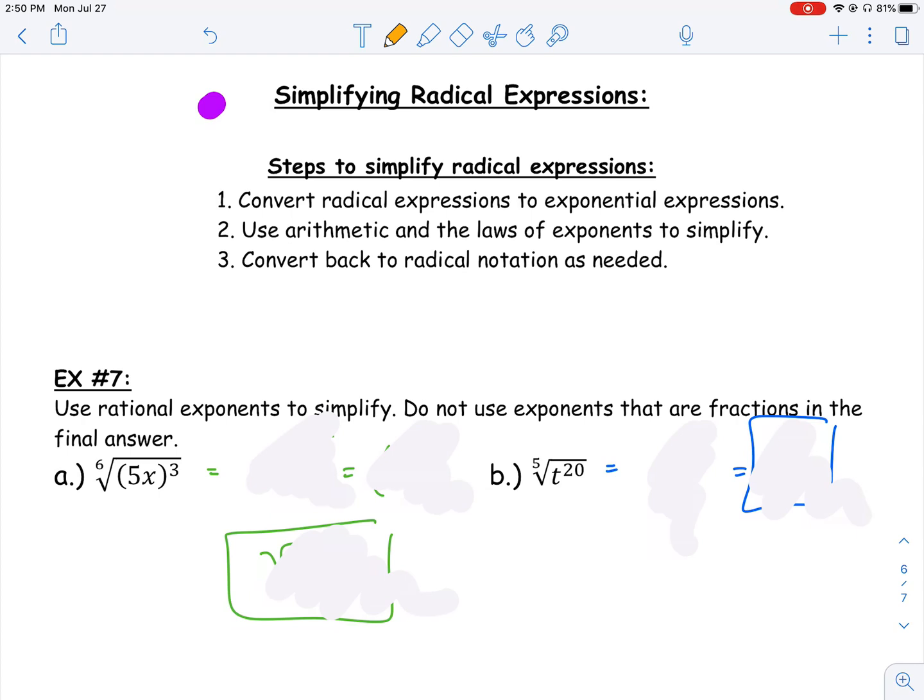So the steps for simplifying radicals is to convert it into exponential notation. Use your rules for exponents. Remember, all night my aunt ran mail downstairs. Simplify, and then maybe convert it back to radicals if we need to.